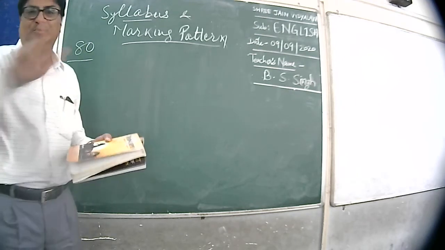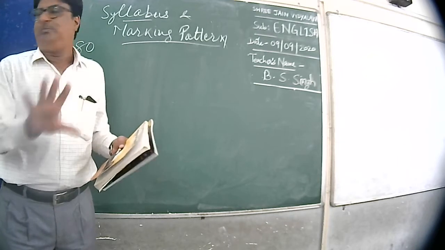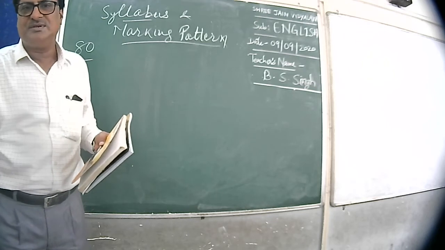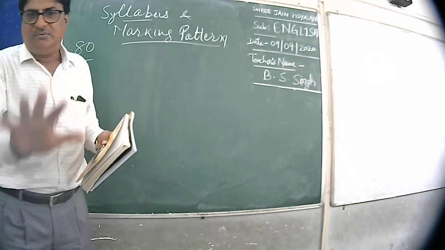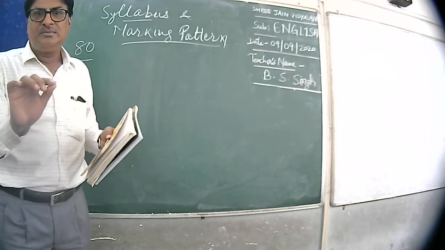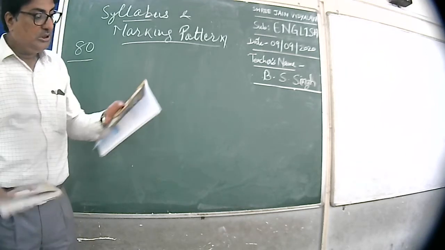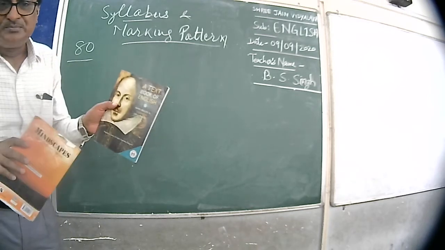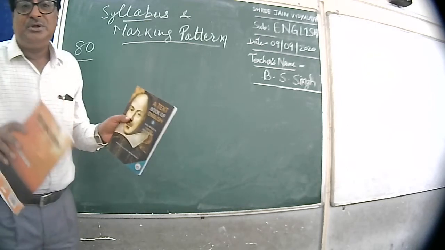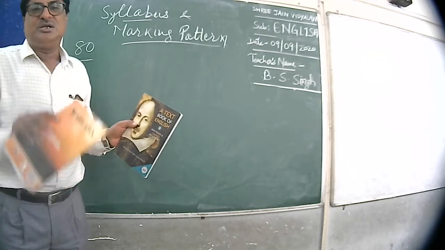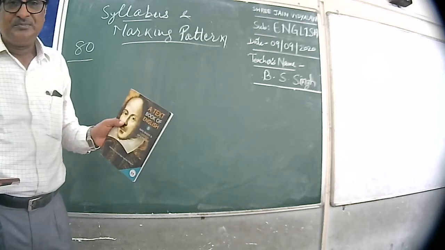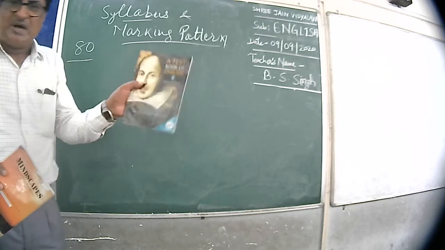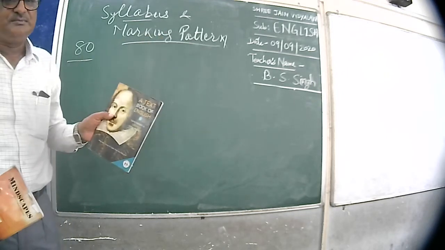And what you have to study? There are 5 prose chapters and 5 poems, and you have to go through the rapid reader for 10 marks. In this book, there are 5 story versions of Shakespeare's dramas. Story version of Shakespearean dramas. This is the another book only for 10 marks.